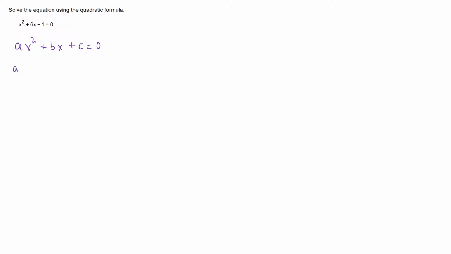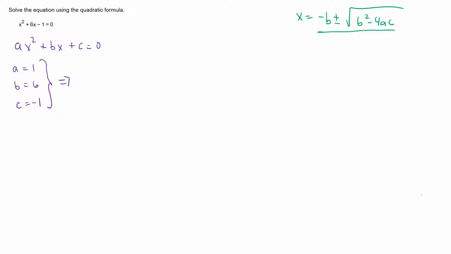It looks like a is 1, a is the coefficient of x squared, b is 6, and c is negative 1. Now that I've identified these three numbers, we're going to substitute them appropriately into the quadratic formula. And recall that the quadratic formula is negative b plus minus square root b squared minus 4ac all divided by 2a.